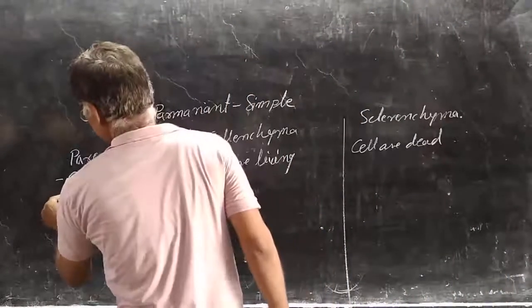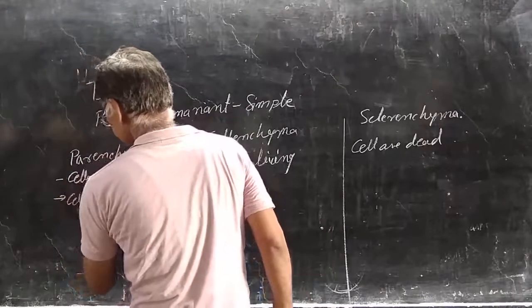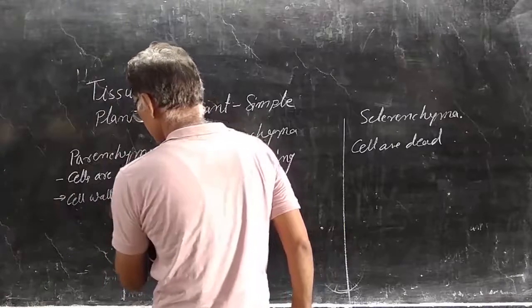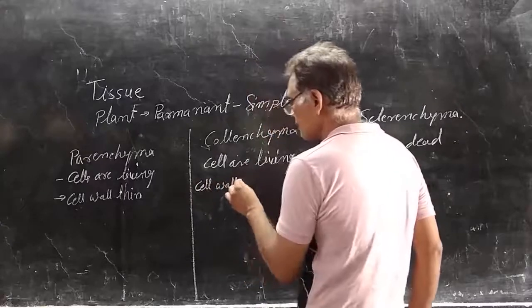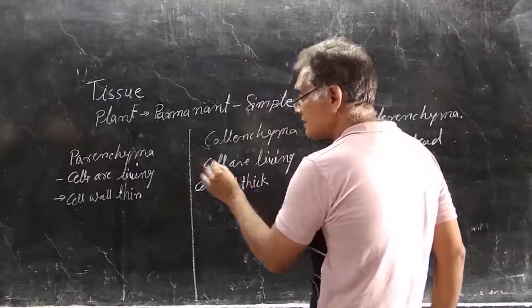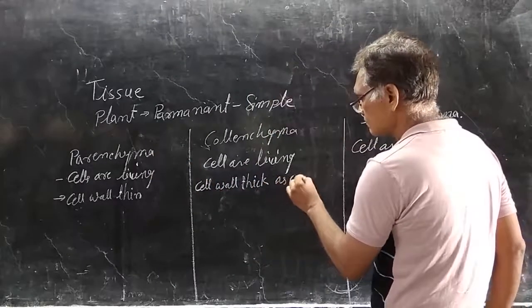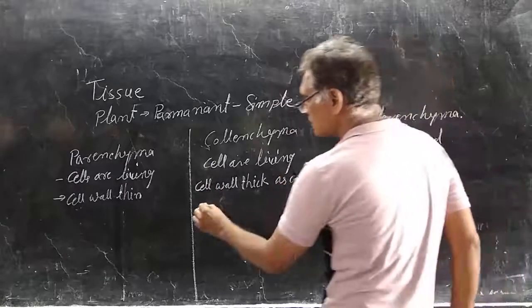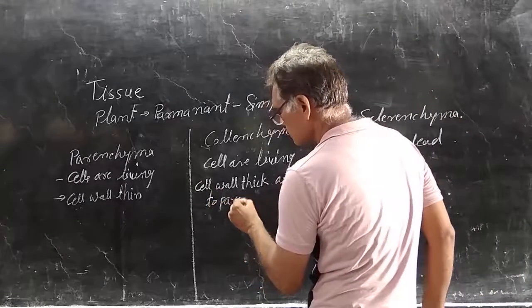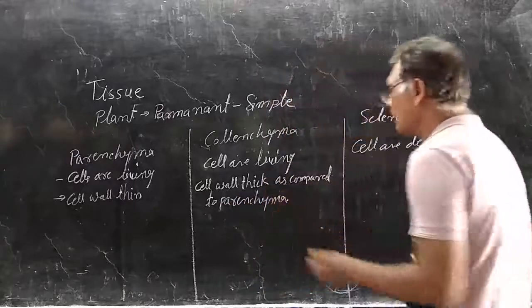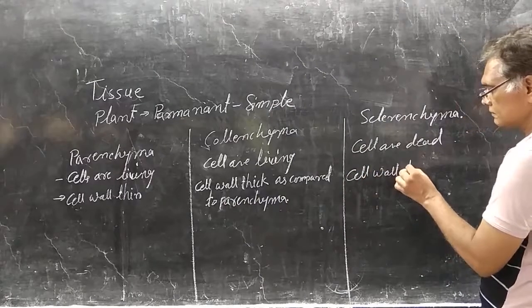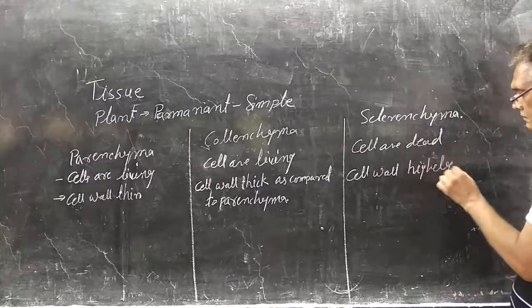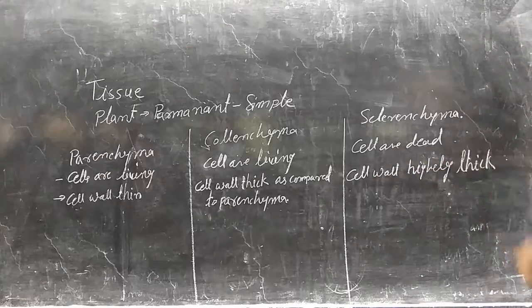Cell wall: thin in parenchyma, thick in collenchyma as compared to parenchyma, and highly thick in sclerenchyma. The cell wall is very highly thick in these sclerenchymatous cells.